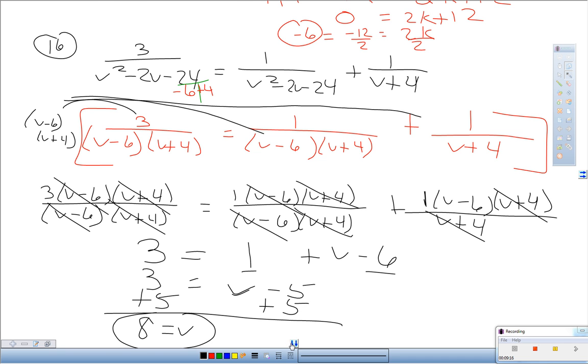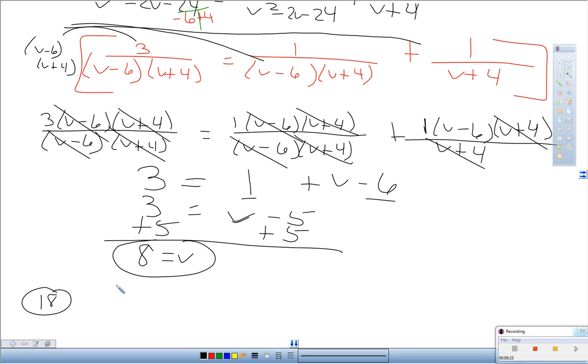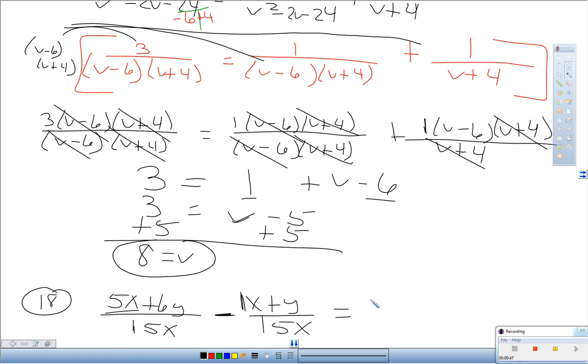Alright, for number 18, I've got 5x plus 6y over 15x minus x plus y over 15x. Now remember, you can subtract these because they have the same denominator. So since they have the same denominator, let's just subtract them. What's 5x minus 1x? 4x. What's 6y minus 1y? That's going to be 5y. So it's going to be 4x plus 5y over 15x. And I'm going to pause that right here.